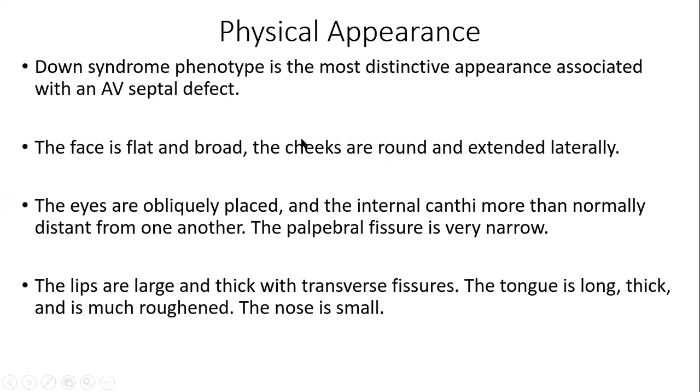Coming to physical appearance, Down syndrome has the most distinctive type of appearance. The face is flat and broad, and the cheeks are round, extending laterally. Eyes are obliquely placed, with the internal canthi more distant from each other, and the palpebral fissure very narrow. The tongue will be long and thick, and rough with transverse fissures.